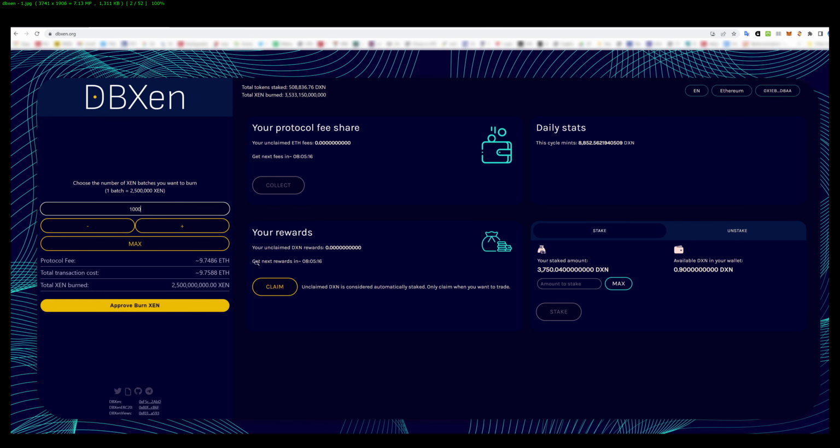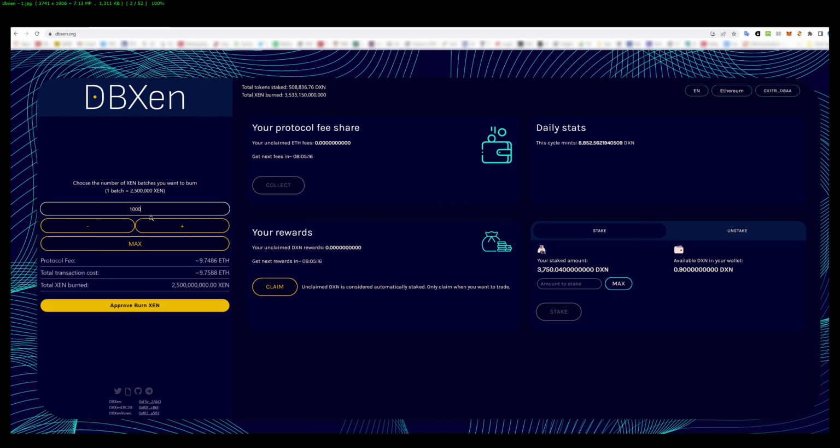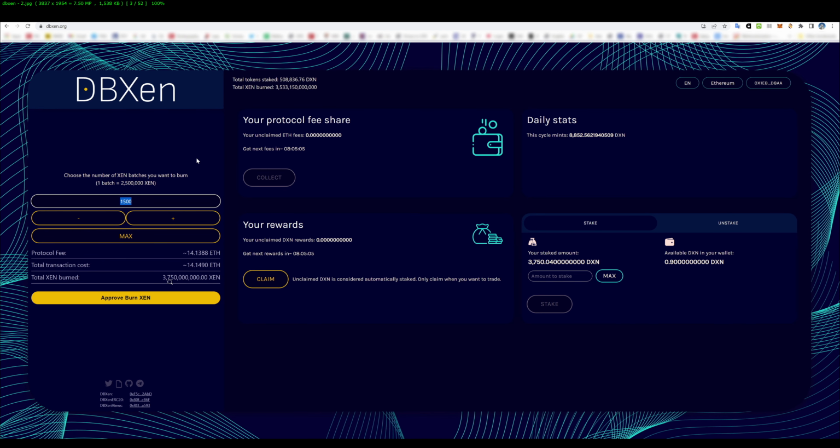If you go to DbXen, or maybe someone does it through Zen.network, their burns: if you want to burn 1000 batches, it would cost you 9.7 ETH, or you would have to have 9.7 ETH in your wallet to actually do the burn. If you would want to do a 3.7 billion burn, 1500 batches, you would have to have 14 ETH in your wallet.